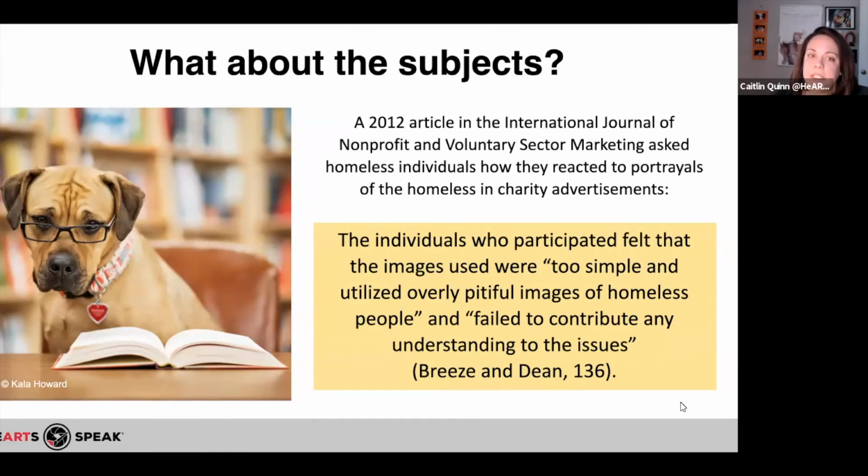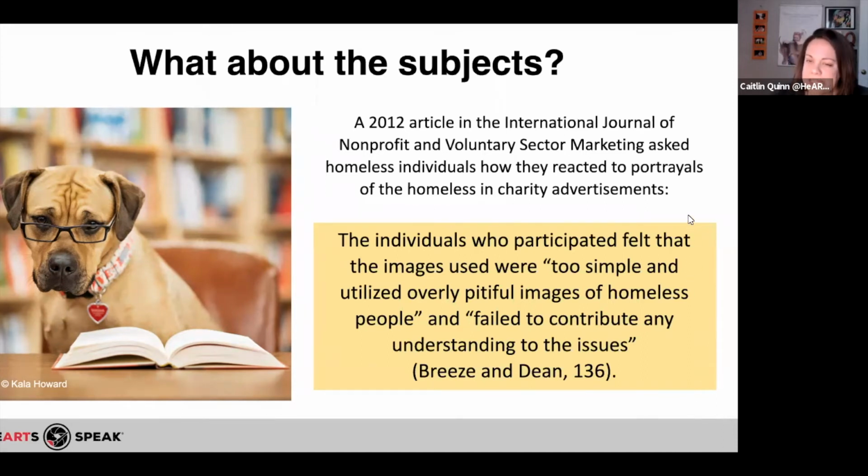And I think this is really valuable for us because ultimately the recipients of our work that are animals don't ever get to give us this feedback, right? They don't ever get to tell us if they would like us to be doing things a different way or trying things a different way and how it's impacting them. We can get that feedback from some of the people that we serve, and that's an important piece of this. But for our purposes here, I really want you to pay attention to the fact that the individuals who participated in the study said the imagery was too simple and utilized overly pitiful images of homeless people, which failed to contribute to any understanding on the issue, right?